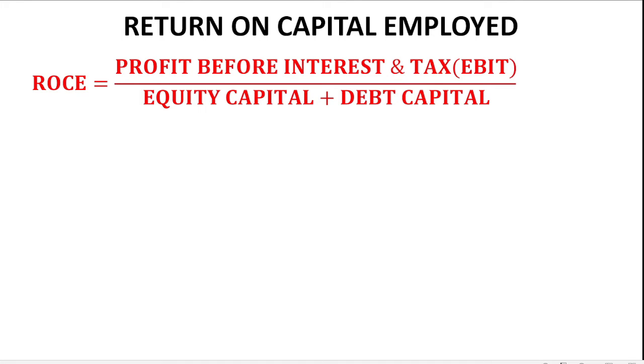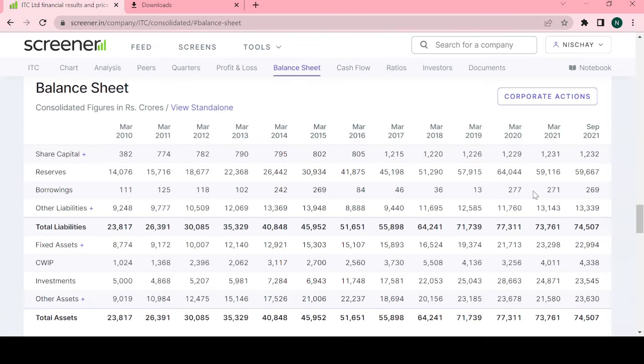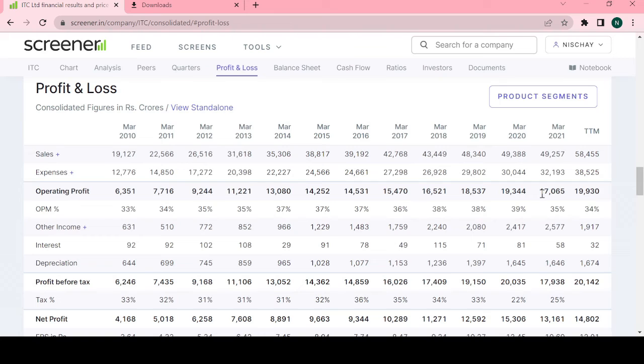ROCE, or return on capital employed, can be defined as EBIT divided by total capital plus debt capital. What is EBIT? EBIT is your profit before interest and tax. Let's take the example of ITC again and try to calculate the ROCE of ITC. If you look at the balance sheet of ITC, you can see the borrowing of 271 crores in March 2021. So this is the debt capital which the company has raised, and the equity capital as calculated previously is the summation of reserves and share capital. If you go to the P&L statement, you can see that in March 2021 the operating profit reported was 17,065 crores and this is your EBIT, which is earnings before interest and taxes.